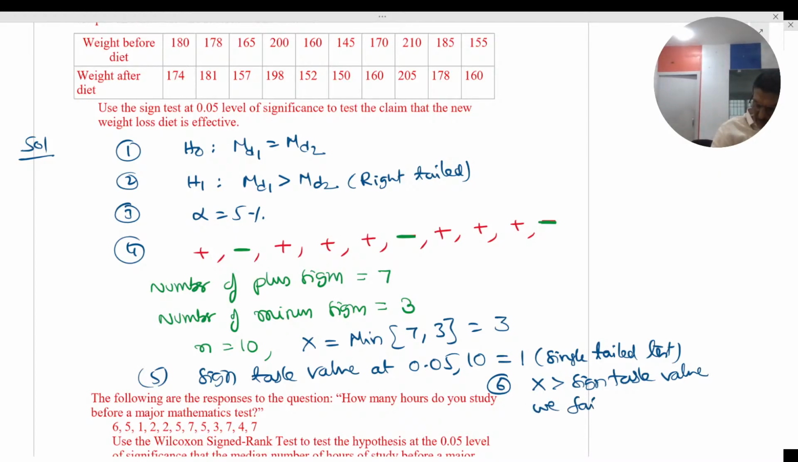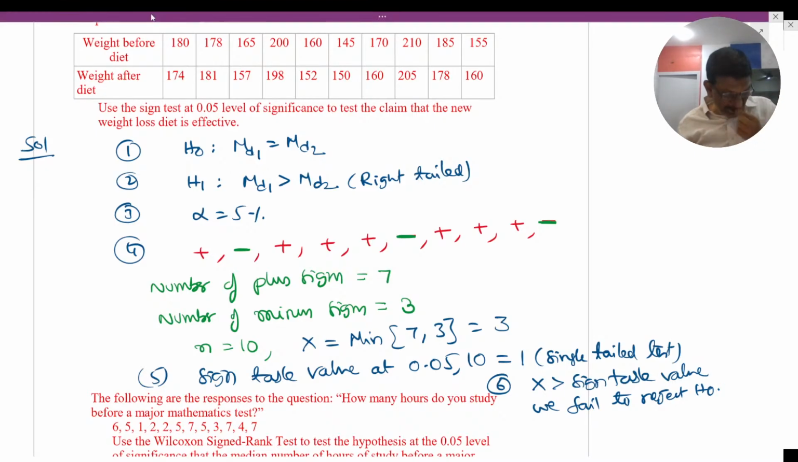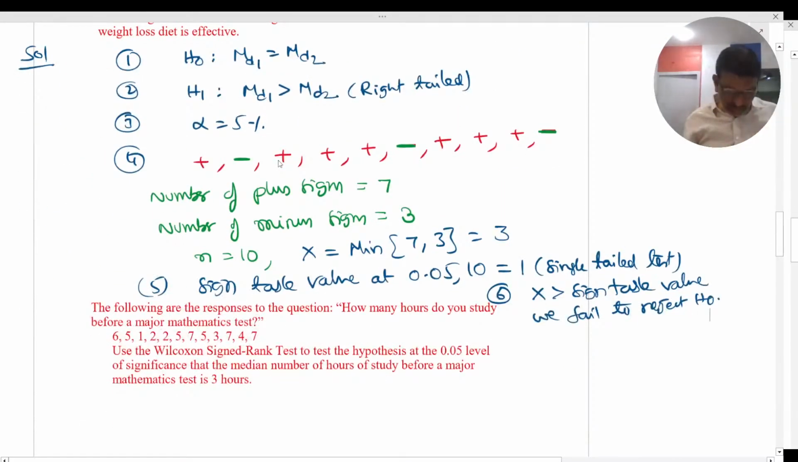We fail to reject H naught. We fail to reject H naught. Remember this point. This model is also important from the examination point of view.